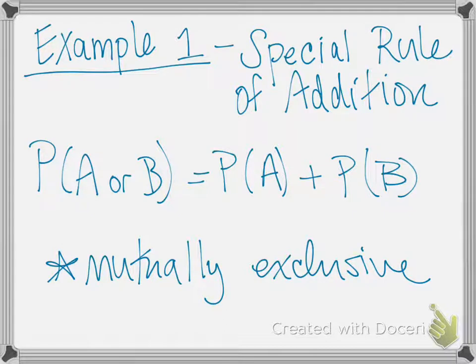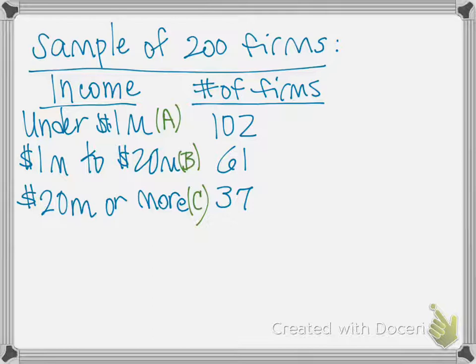So our first example, we're going to start with the special rule of addition. And the important feature here is that our outcomes are mutually exclusive. This means if outcome A occurs, outcome B cannot occur, okay? Or if B occurs, A cannot. So to find the probability of A or B occurring, we add the probability of A occurring to the probability of B. Let me give you some real numbers and see if it makes a little more sense.